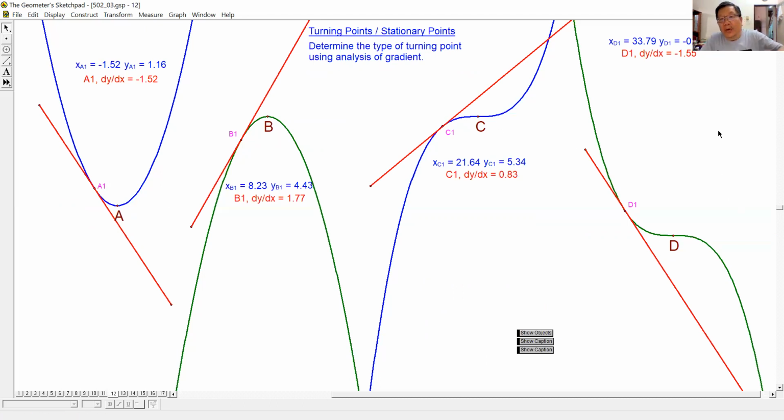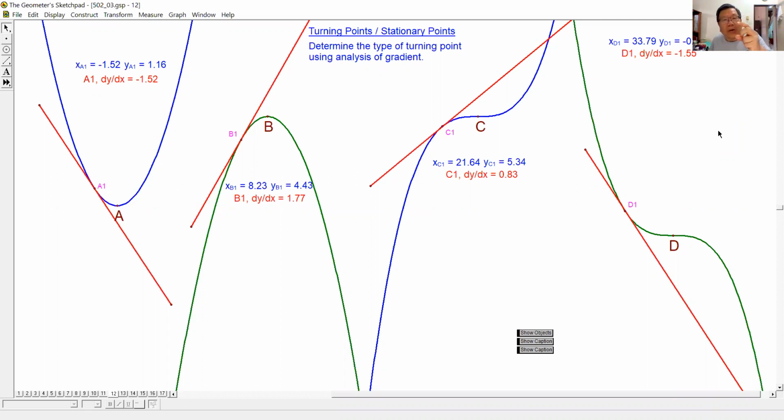However, we do not know what type of turning point it is. Let's say if the curve is not shown to you, and you can only find the turning point using dy dx. Put dy dx equal to 0, find the turning point. Then people ask you, hey, what type of turning point is this? Maximum or minimum? Then you cannot tell.